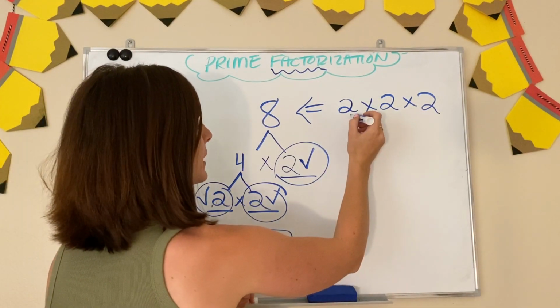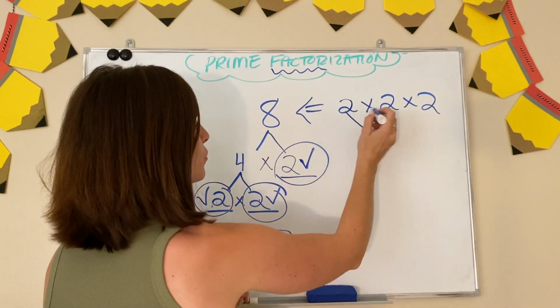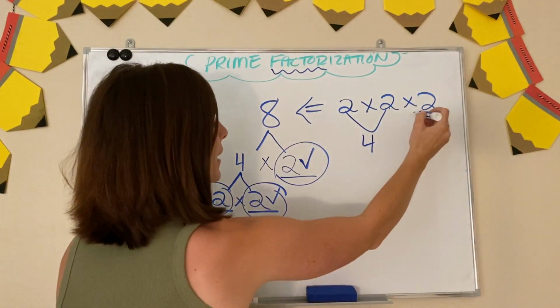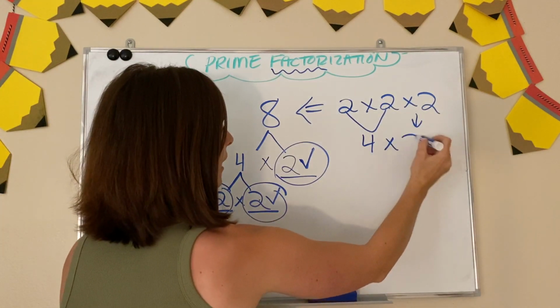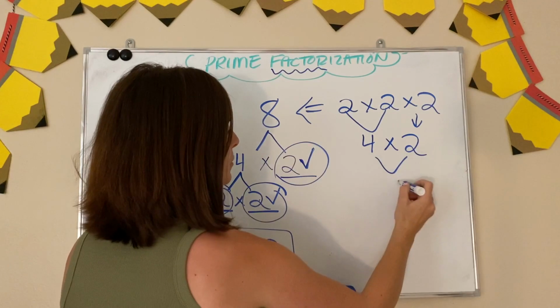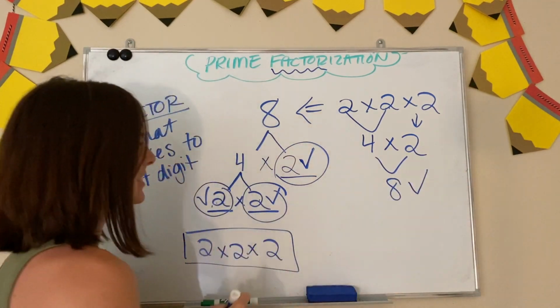So take 2 numbers at a time and multiply them together. 2 times 2 is 4. And then bring down what's left. I just have a times 2. And 4 times 2 is 8. Yes, we did it right.